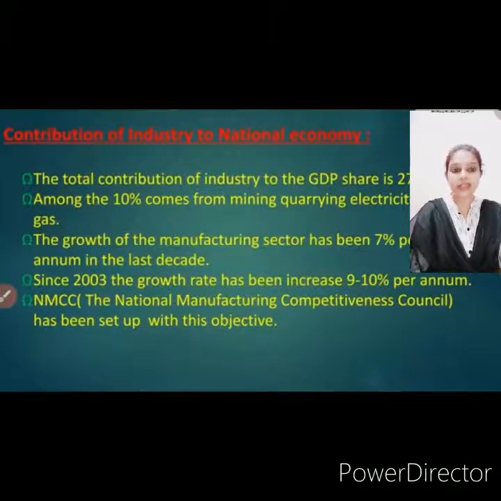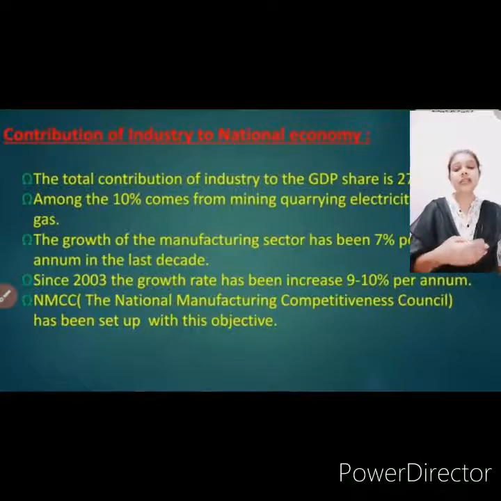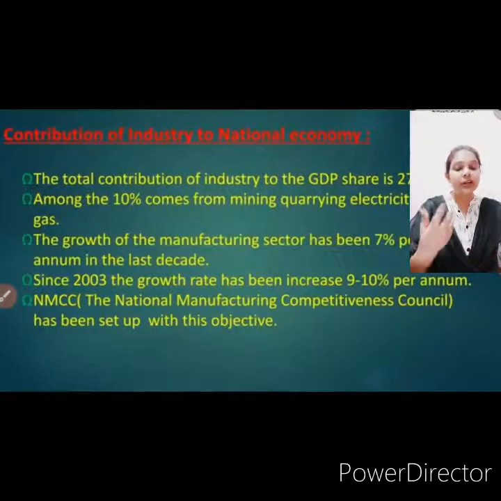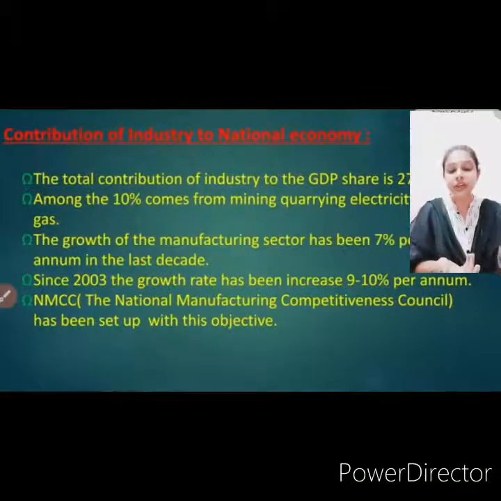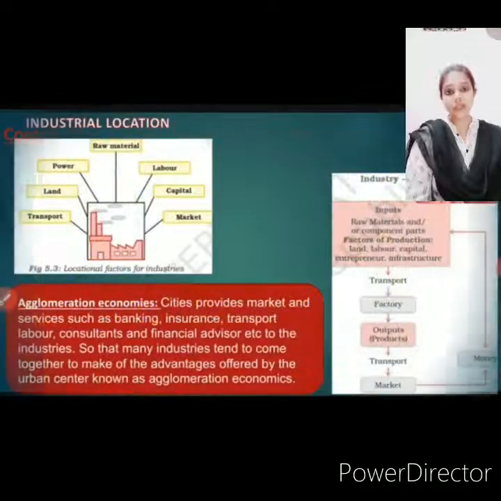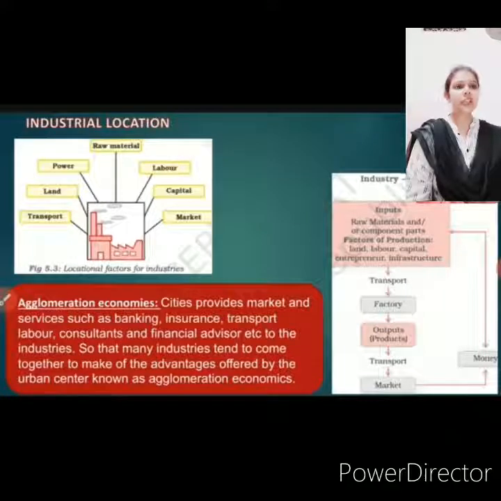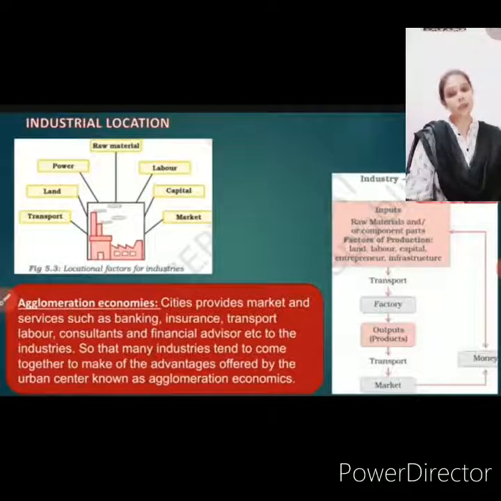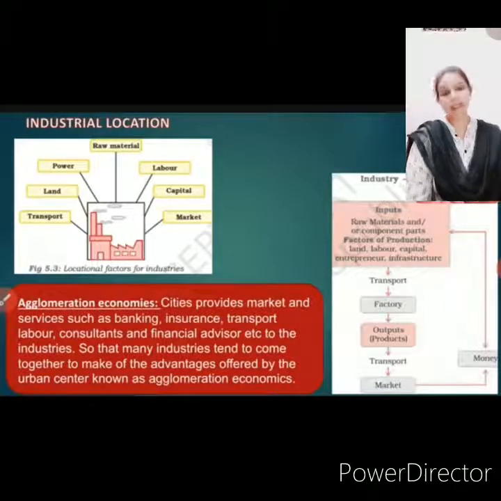According to the NMCC, it is set up by the government just to look at the appropriate policy measures, how these industries are doing, their production values, their machinery status, the entire thing they have to look after. Industrial location: there are certain factors which are responsible for setting up an industry.